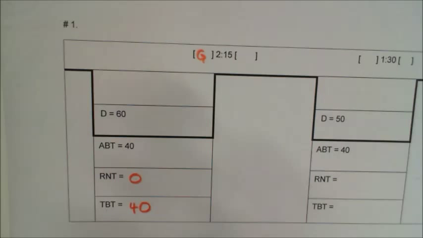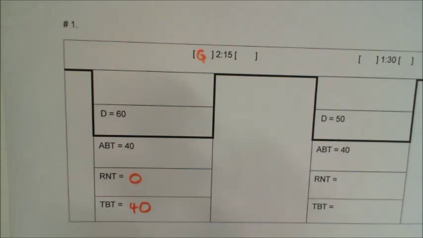At this point, this is what the dive table problem should look like. Residual nitrogen time of 0, total bottom time, those two figures added together, 40 plus 0, or 40, and our dive group designation, the letter G.